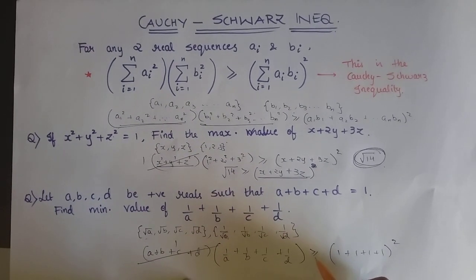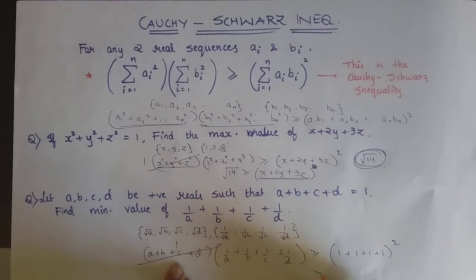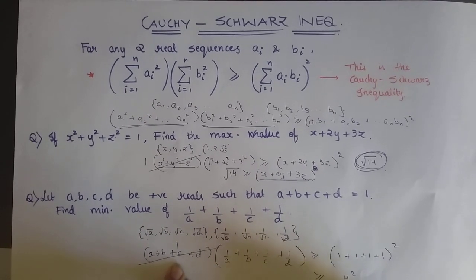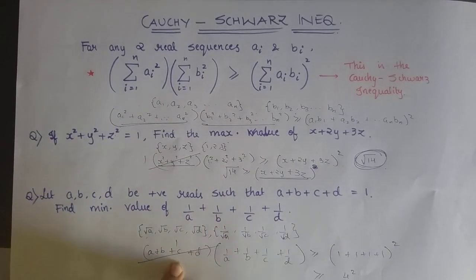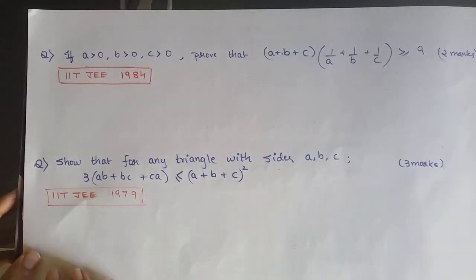We have the same inequality here. So greater than or equal to 1 plus 1 plus 1 plus 1, that is 4. So 4 square, that is equal to 16. So in this way we get the answer. So I hope you understood the application of Cauchy Schwarz inequality. Now let's solve those two IIT JEE problems.